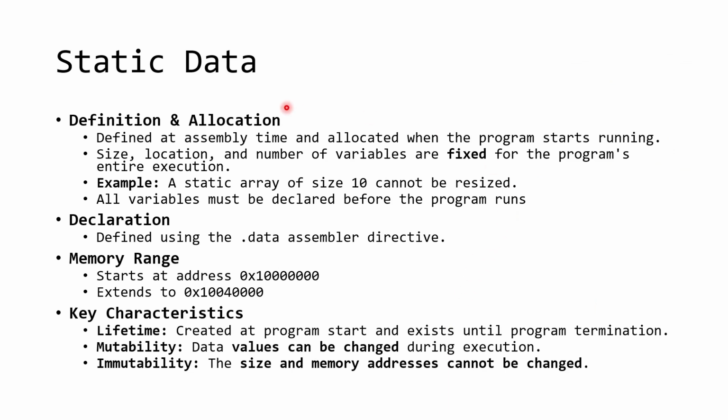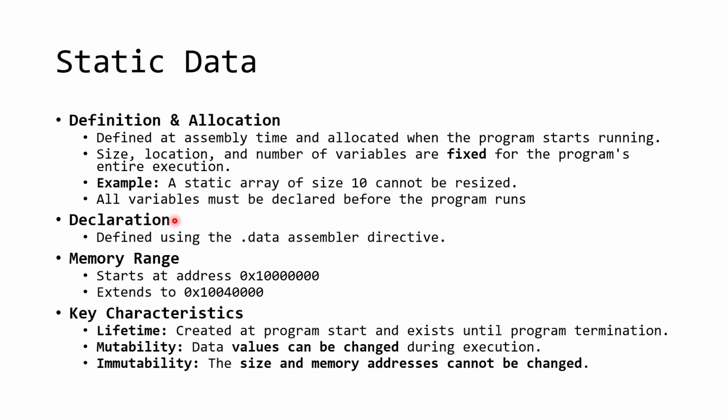Now, static data is defined at assembly time. This means that after you have written the complete code and there is no error, you click the assemble icon, and if there is no problem, they can be created. The allocation of the variables will be placed in memory when the program starts running, so the size, location, and number of variables are fixed for the program's entire execution. For example, a static array of size 10 cannot be resized. So all variables must be declared before the program runs.